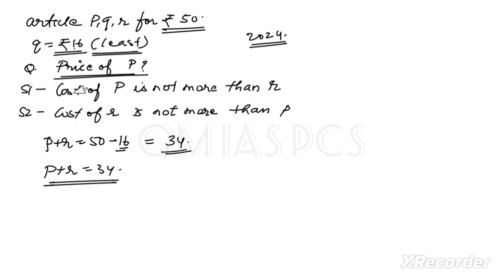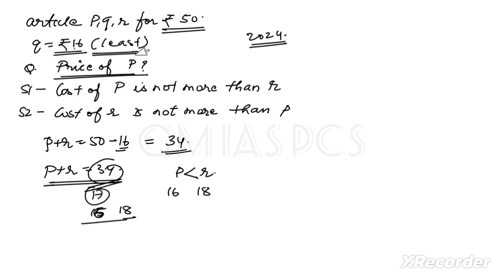Now based on statements 1 and 2, we will see that the cost of P is not more than R. The cost of P should not be more than R. That means R should be more than P. Okay, just write any value. If you do half of this 34, that will be 17. If you write one value larger and one value smaller, one condition should be 15 and 18. One second, 18, no, 16 and 18.